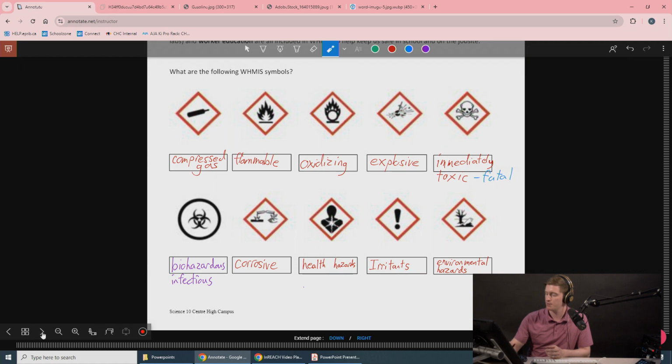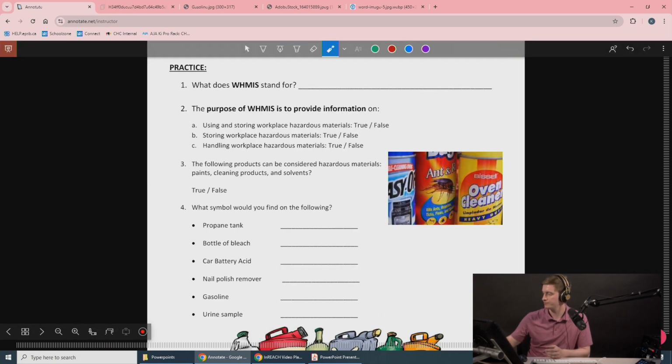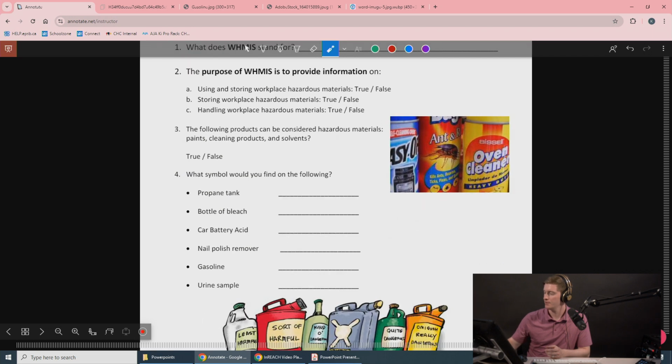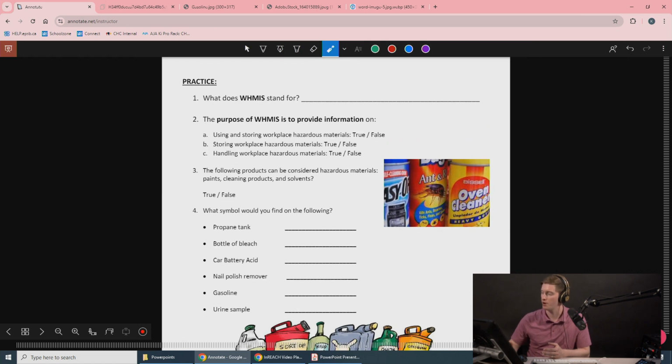And on the next page, if you take a look, there's some practice questions. I'd encourage you at this point to pause the video, and if you haven't already, give a shot at trying to fill out these without looking at the rest of the video, but then I'll walk through them. So take a moment, pause the video, and try and fill out some of those practice questions for WHMIS.